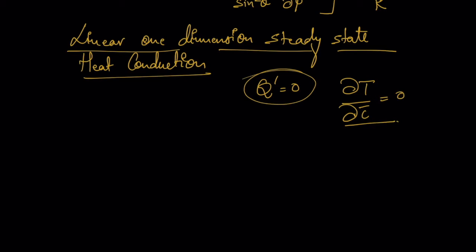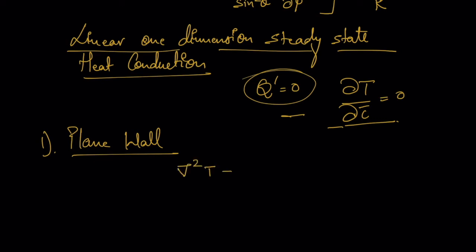Okay, so in one dimensional steady state system we are going to first consider a plain wall. So in this one, we have seen the general heat conduction equation will become del square T equals 0, right? Actually what we are going to do is finally we are going to calculate the heat flow. So we are going to derive what is the heat flow in the one dimension steady state heat conduction.